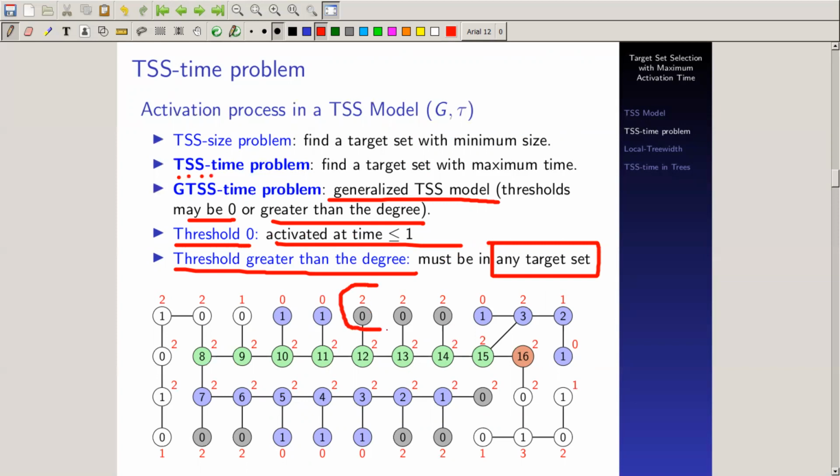For example, these 3 vertices have degree 1 and threshold 2. Then they must be in the target set. In any target set, they must be activated at the beginning. These 3 vertices have threshold 0. They are activated at time 1 alone.